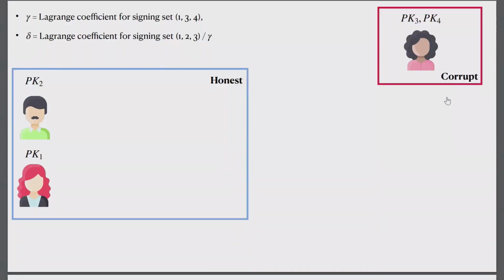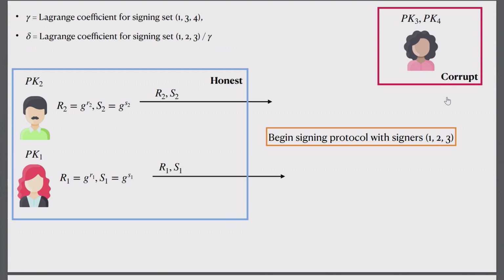So as I said before, you have some number of honest parties, in this case 2, and then you have some number of corrupted parties, also in this case 2. Let's assume we're talking about a 2 out of 4 scheme. So in Frost 2, what will happen is all of the players will publish their commitments. And let's say here they believe that they're starting their signing protocol with signers 1, 2, and 3. So the honest players are saying, okay, we're gonna sign with players 1, 2, and 3.